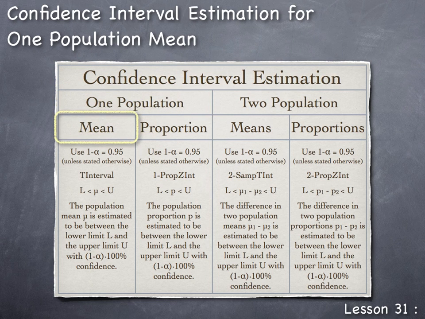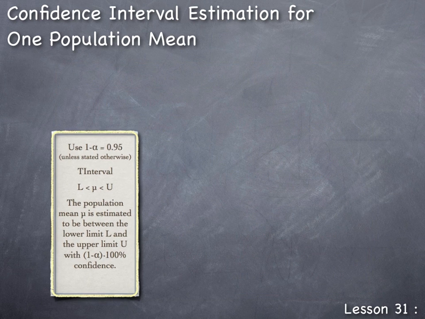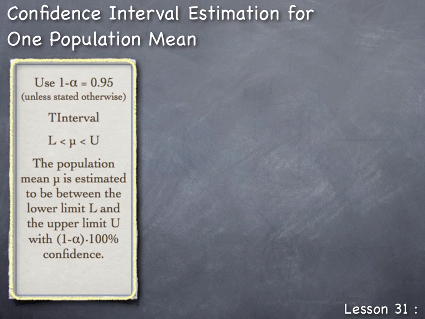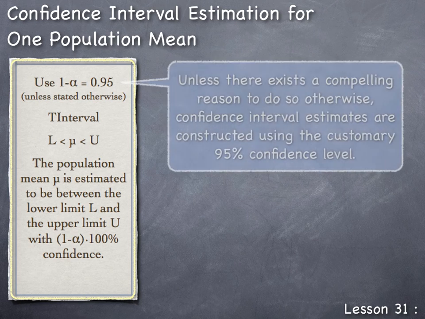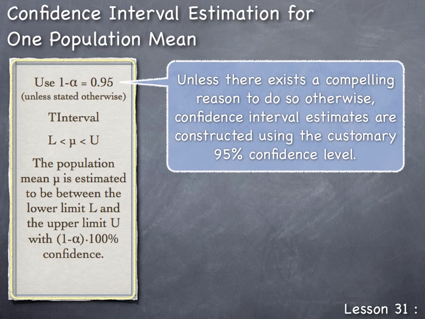and it involves the mean, mu, then the following can be used as a guide to help us construct a confidence interval estimate for this one population mean mu. To begin, we must select 1 minus alpha, the confidence level. Unless there exists a compelling reason to do so otherwise, confidence interval estimates are constructed using the customary 95% confidence level, or 0.95 decimal.